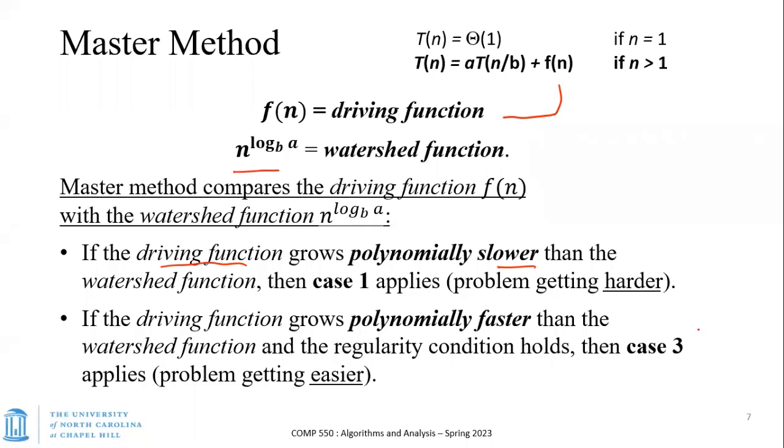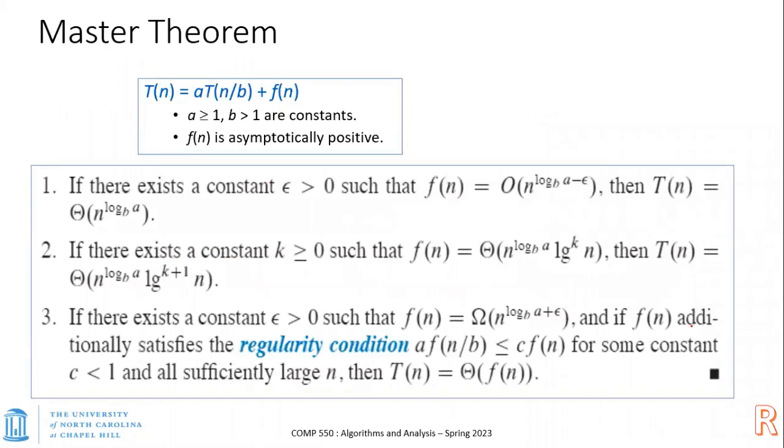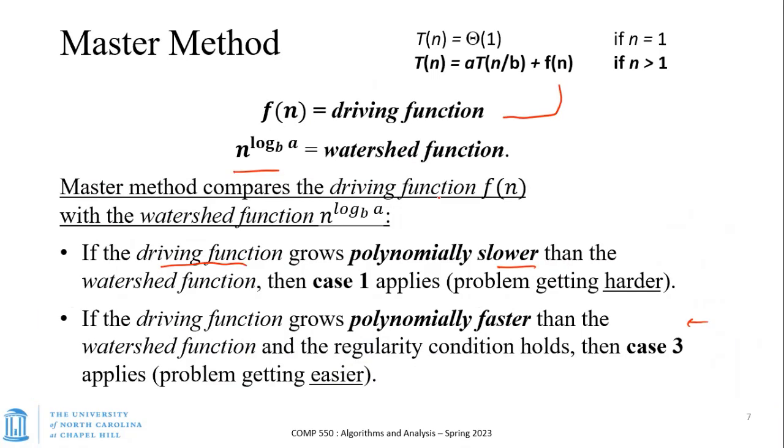And the second case is sort of in the middle, and the third case is where the driving function is more complexity than the watershed function, in which case the third case applies. And you can relate to it now in the more detailed theorem. So you can see that the driving function is slower than the watershed function. This was the first case.